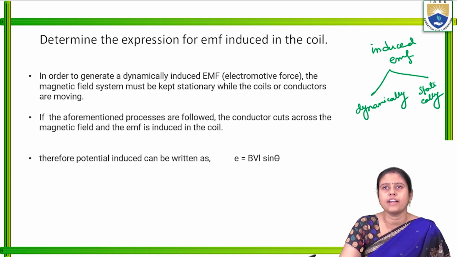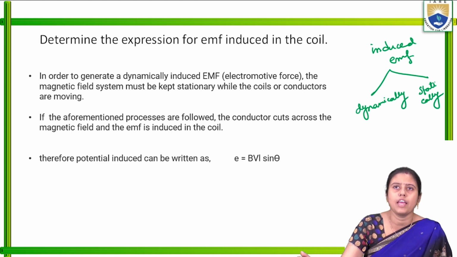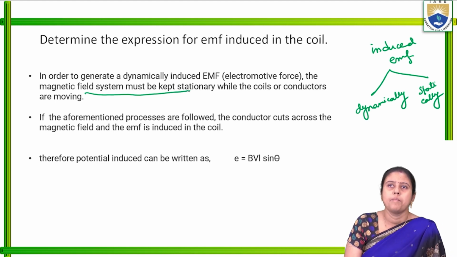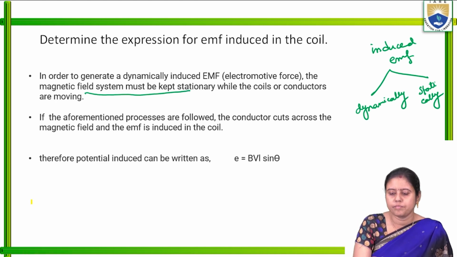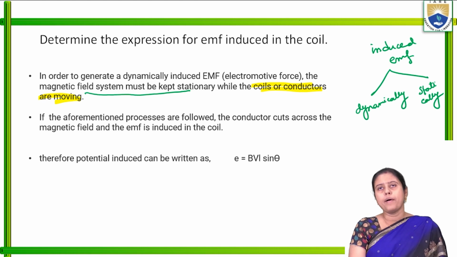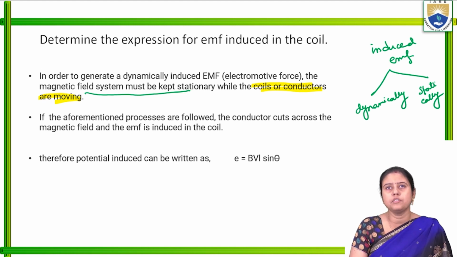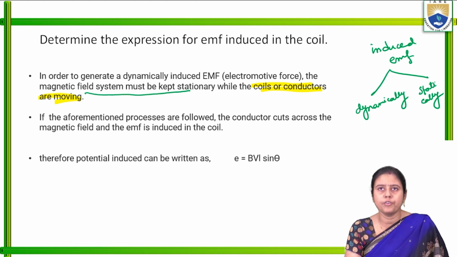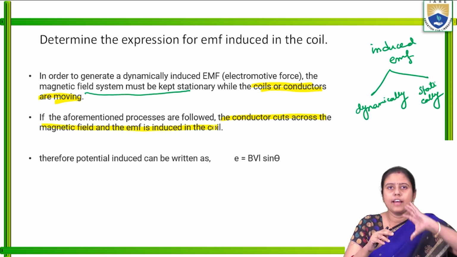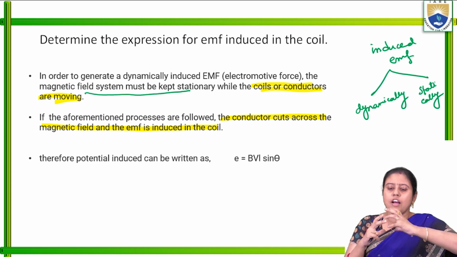In order to generate a dynamically induced EMF, the magnetic field system must be kept stationary. As I told, the magnetic flux or magnetic field system must be kept stationary while the coils or conductors are moving. If the aforementioned process is followed, the conductor cuts the magnetic field and EMF is induced when the flux is fixed but the coil is rotating.